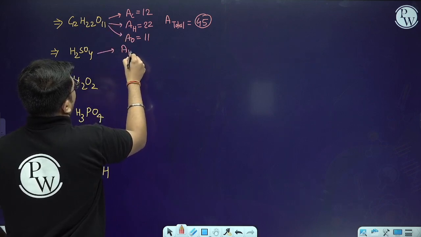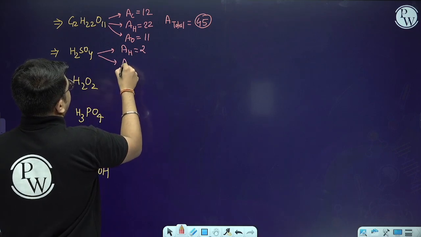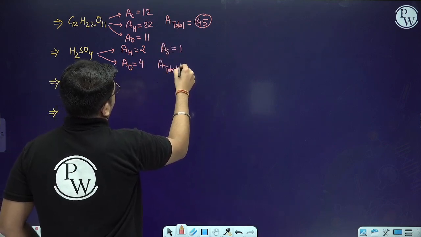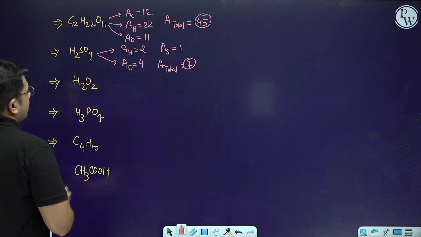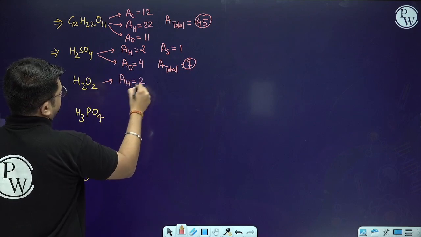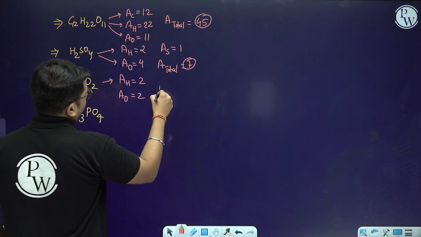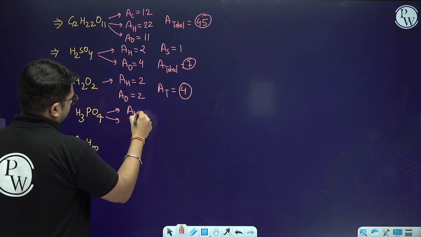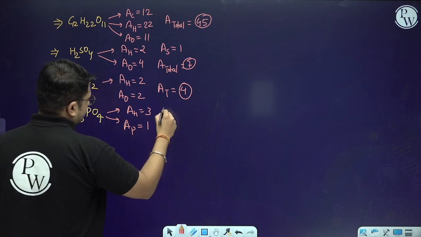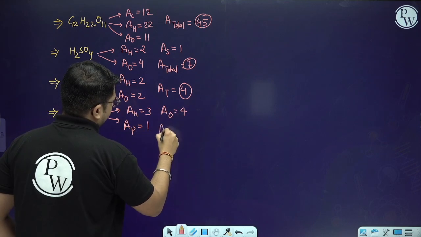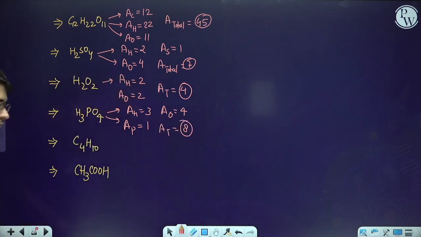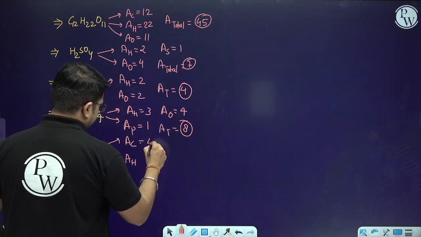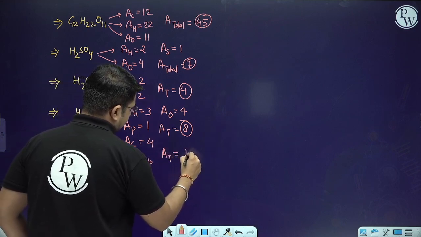In this particular case, atomicity of hydrogen is 2, atomicity of oxygen is 4, atomicity of sulfur is 1, and atomicity total is actually 2 plus 4 plus 1, 7. Okay. In this case, atomicity of hydrogen is 2, atomicity of oxygen is again 2, atomicity total is 4. In this particular case, atomicity of hydrogen is 3, atomicity of phosphorus is 1, atomicity of oxygen is 4, atomicity total will be 8. Same in this case, atomicity of carbon as well as hydrogen will be 4 as well as 10, total will be 14.